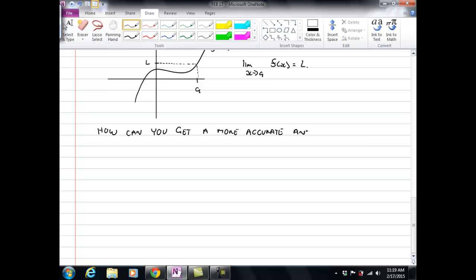So I'm going to teach you something called working algebraically with limits. So now we're going to use algebra to solve for limits.